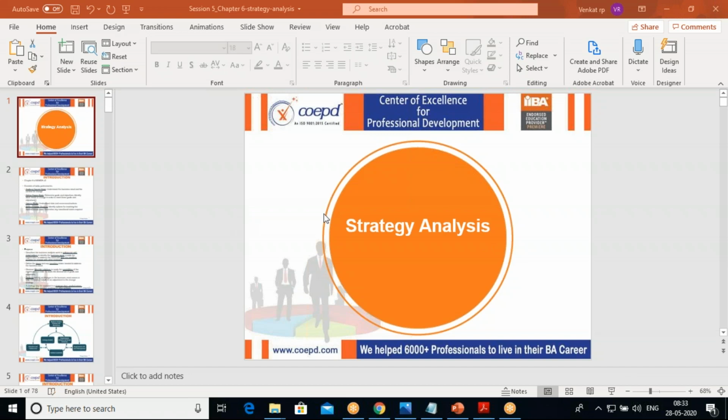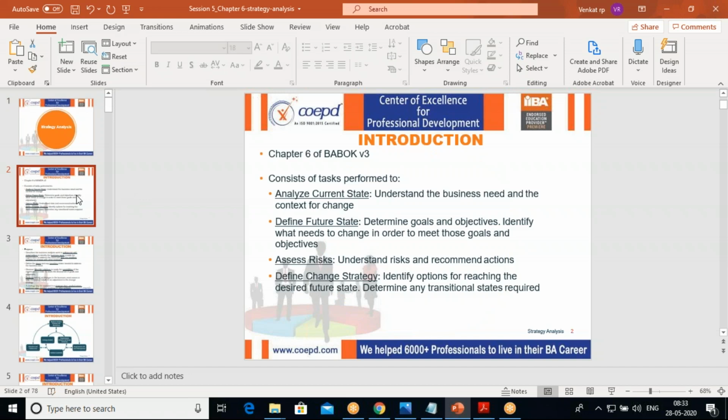In the previous version of BABOK, there is no strategy analysis. They called it enterprise analysis. Now they changed it to strategy analysis. Now what exactly does strategy analysis mean? Strategy means how a change is going to happen. As a BA, you can understand we facilitate change to happen in an enterprise. So for that change to happen, what all is required, we discuss in this strategy analysis, okay?